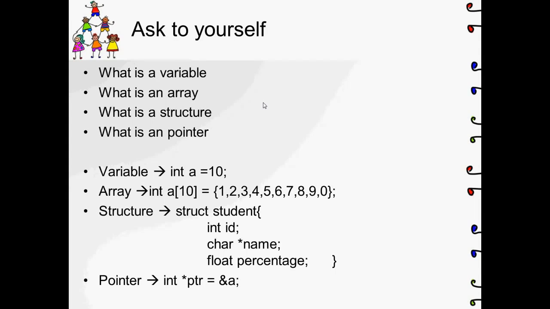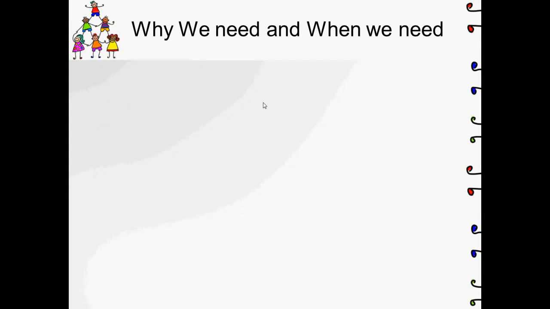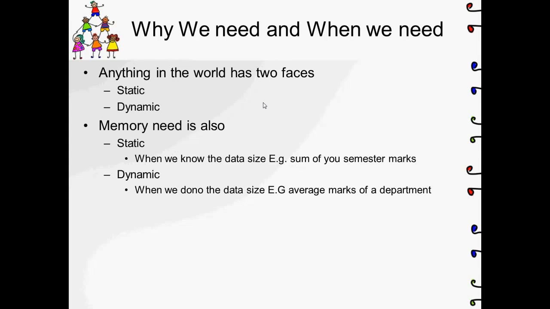Let's go to the pointer. A pointer is also a simple variable like the first one, but it holds an address. That's all the difference is. So to mark the difference, all we are doing is putting a star over it.